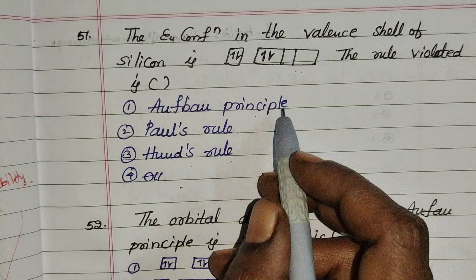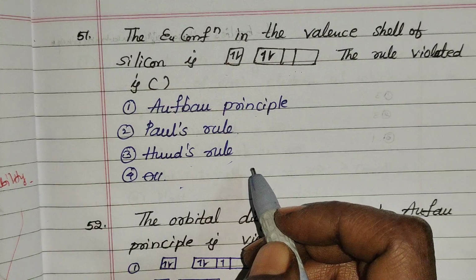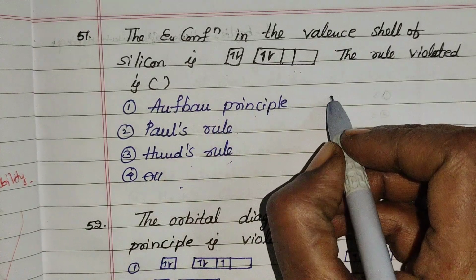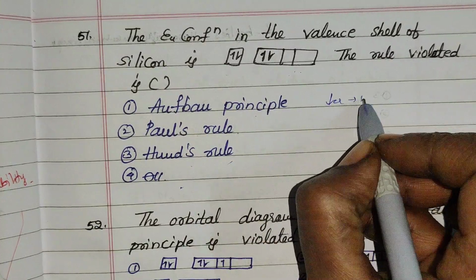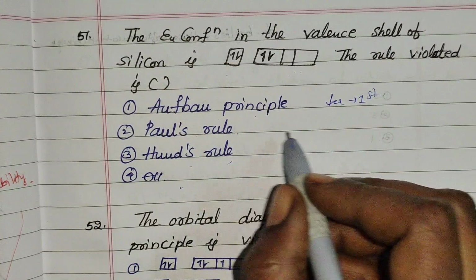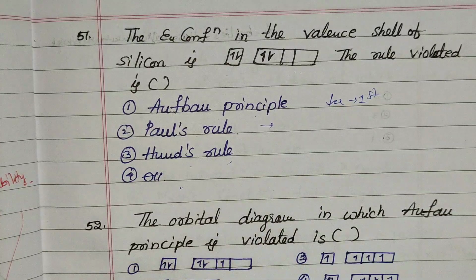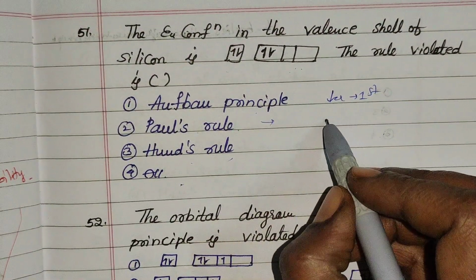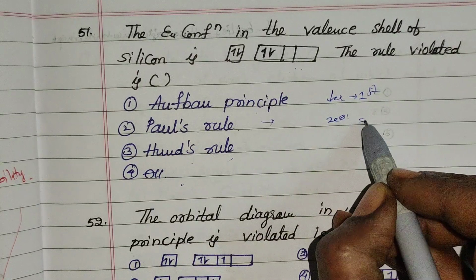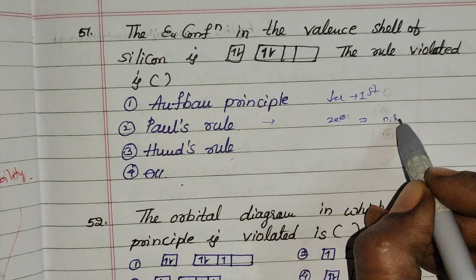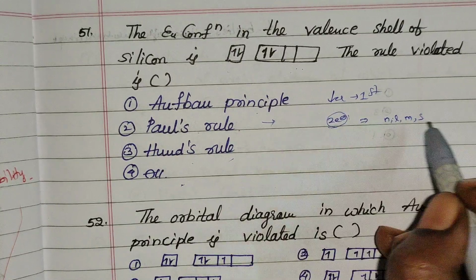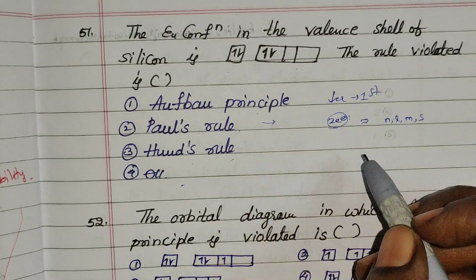First of all we have to know about these 3 rules. Within 1 minute I will explain, listen carefully. Aufbau principle: lower energy orbitals fill first, then higher energy orbitals fill. Pauli's principle: no 2 electrons are equal for all quantum numbers, nothing but n, l, m, s, any 2 electrons are not equal. This is Pauli's exclusion principle.